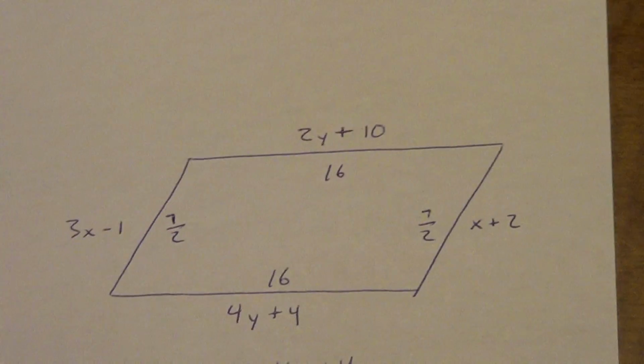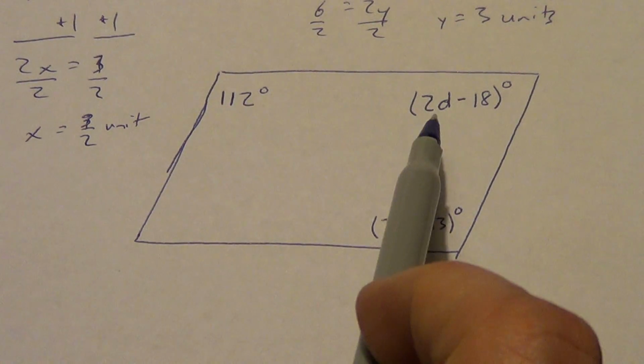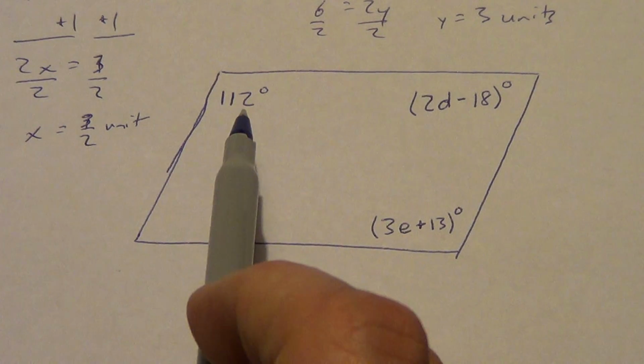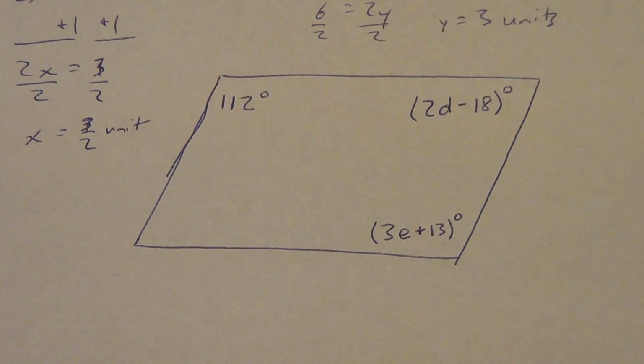All right, last question. Angles. 2d minus 18. This is a 112. 3e plus 13. Go ahead, copy it down, attempt it, and then we're done.